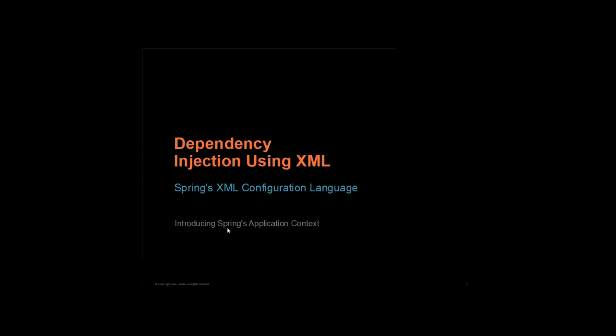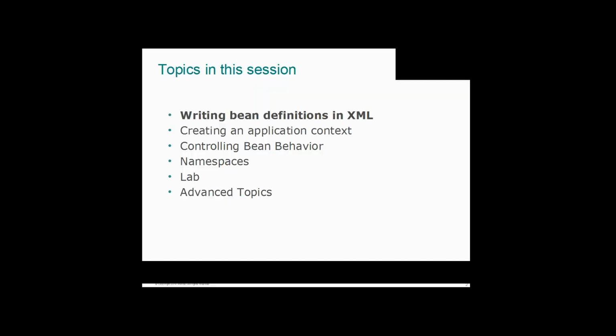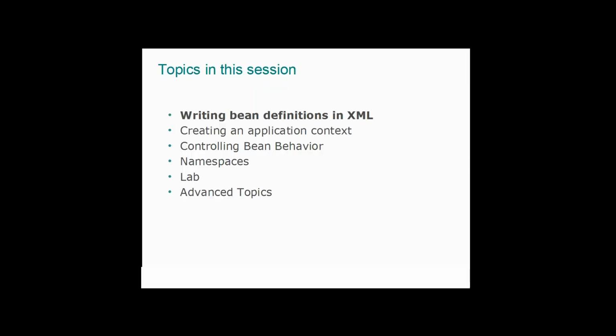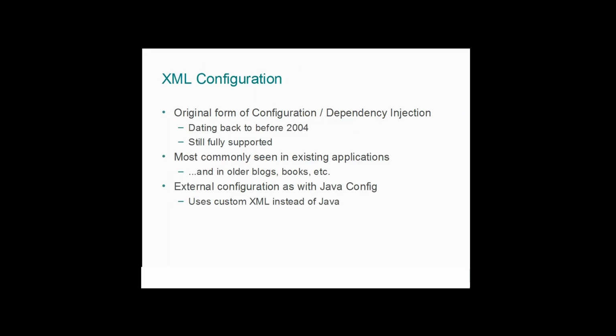This is dependency injection using an XML configuration based approach. This was actually the original form of configuration in the Spring framework. It started way back in 2004, and it is still fully supported. All the things you can do in Java configuration, you can still do in the XML file.